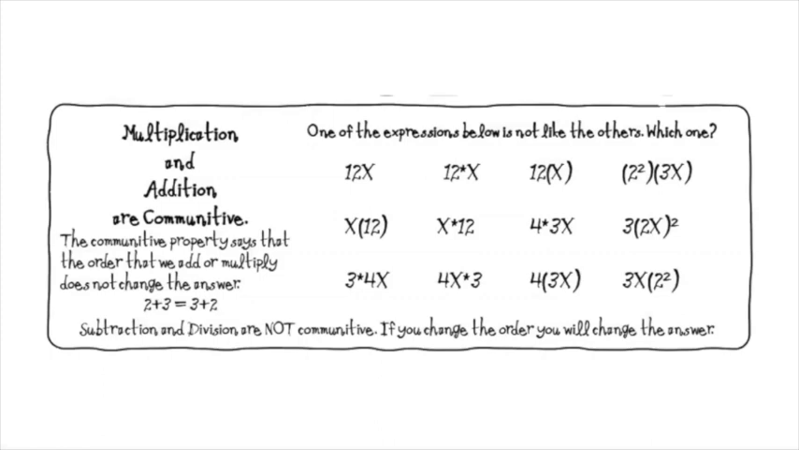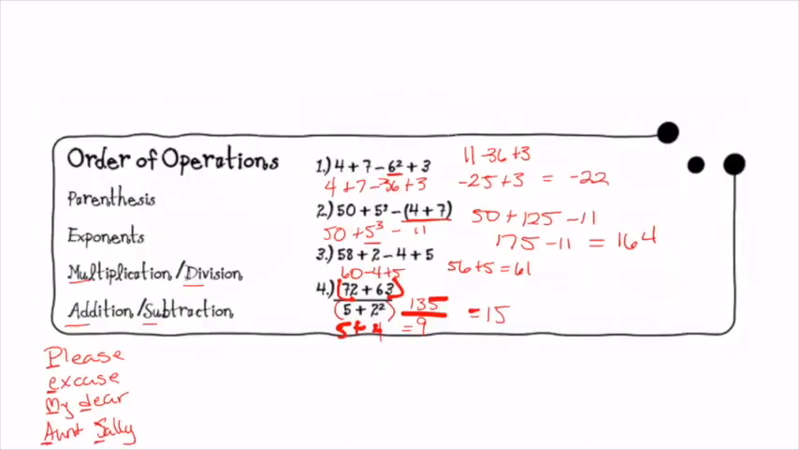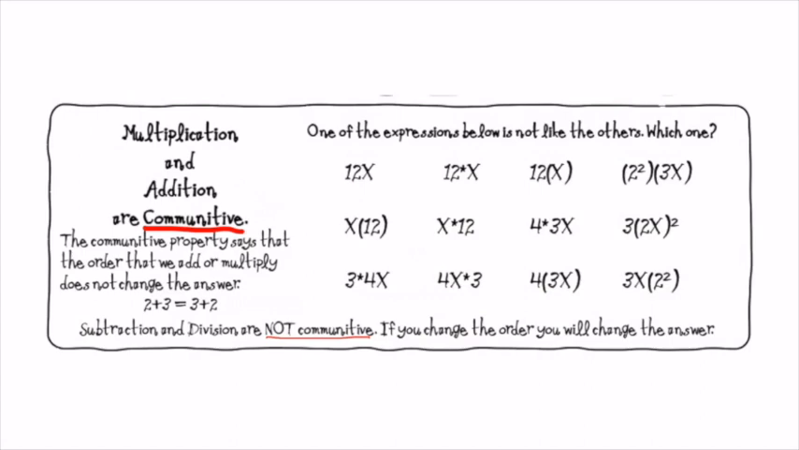So remember that multiplication and addition are commutative. So this property says that the order that we add and multiply doesn't change the answer. So 2 plus 3 or 3 plus 2, they still both equal 5. But subtraction and division are not commutative. If you change the order, then you're going to change the answer. So let's look at these. Which one is not like the others?